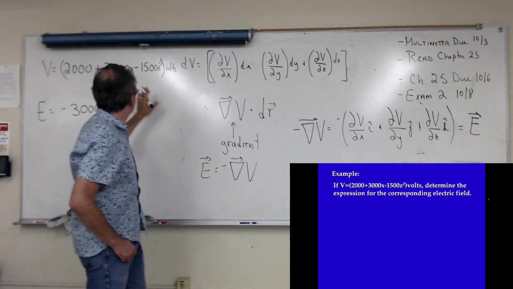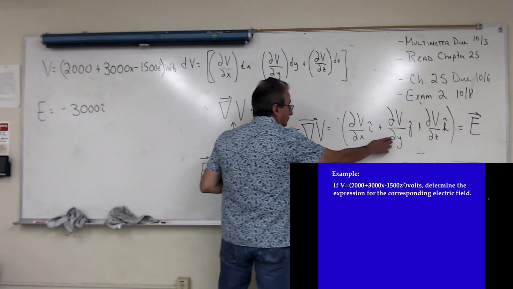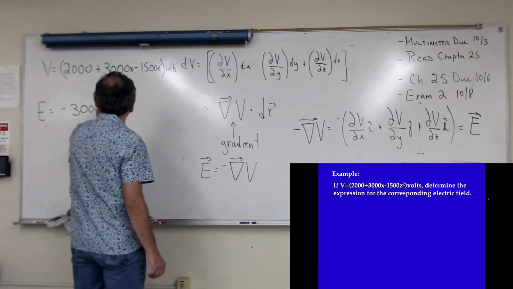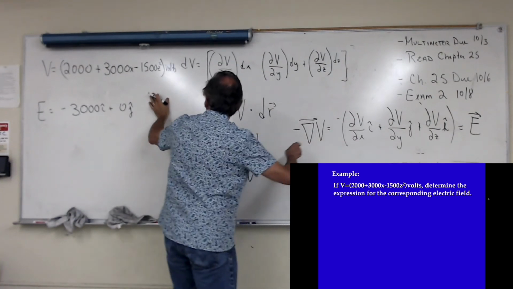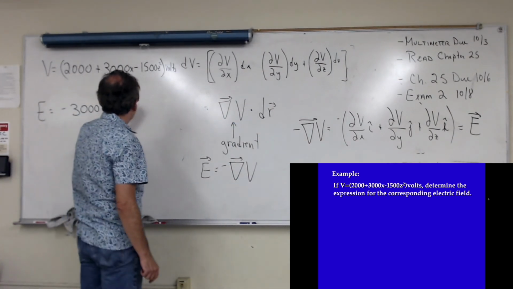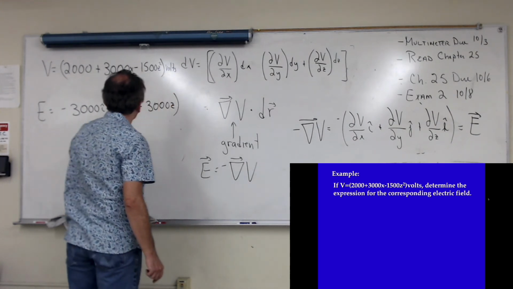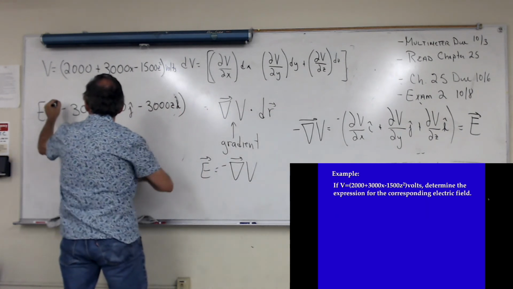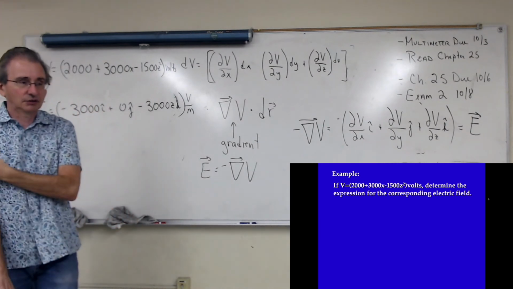Then I take the derivative of this with respect to y, which is 0. And then I take the derivative of this with respect to z. The only term is this one. I got to take the negative of it. That's my answer. I'm done. The calculation is easy.